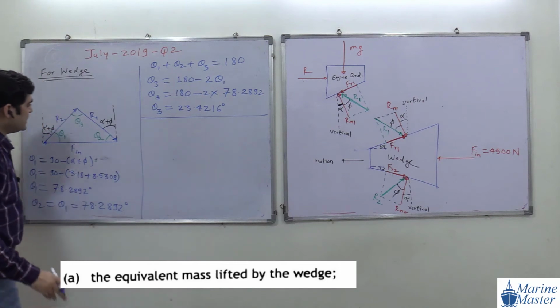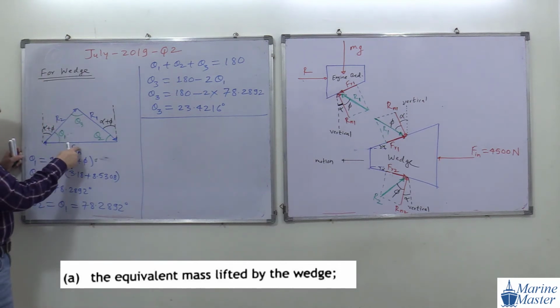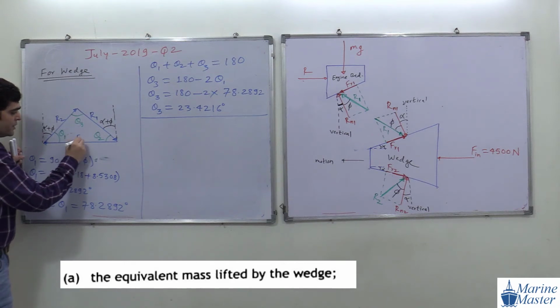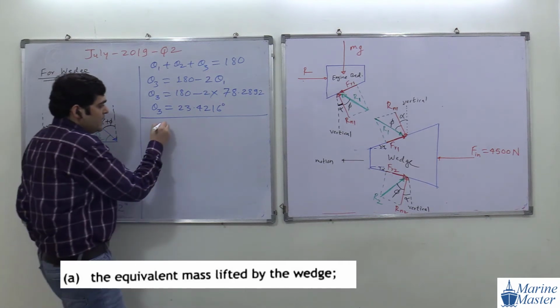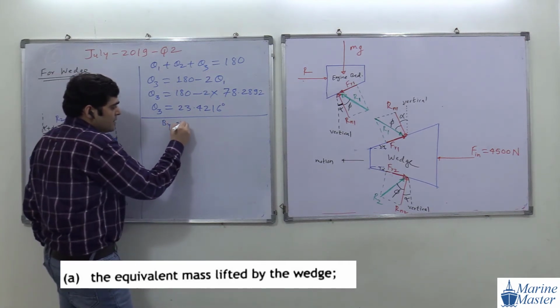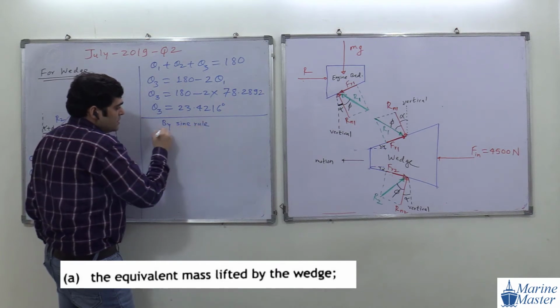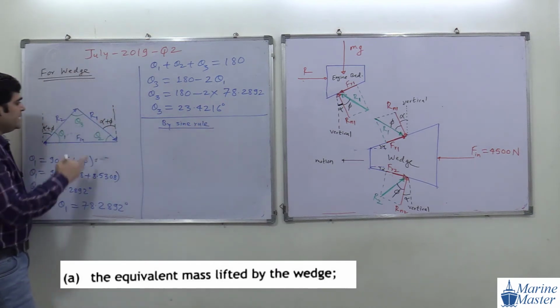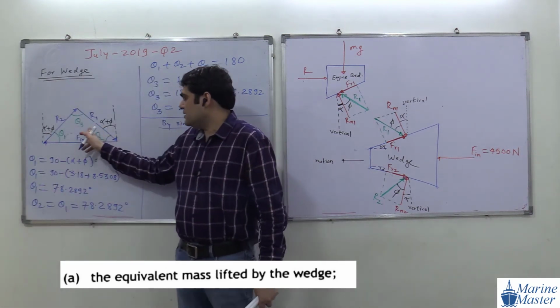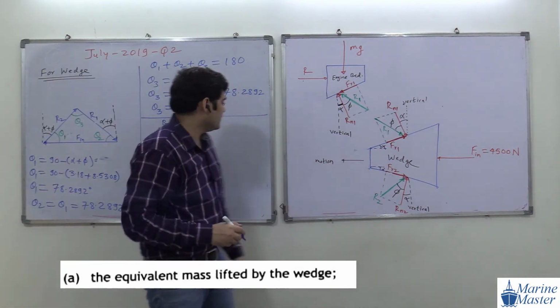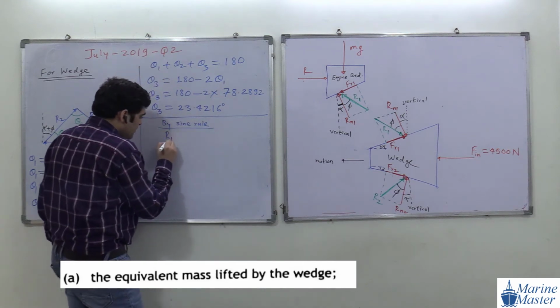Why did we calculate theta 3? Because in this force vector diagram, opposite to F in is theta 3, and opposite to R1 is theta 1. So we are going to apply the sine rule. We need R1, and R1 is opposite to theta 1. So R1 by sine theta 1.